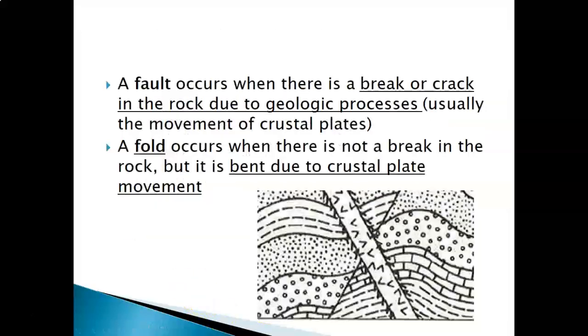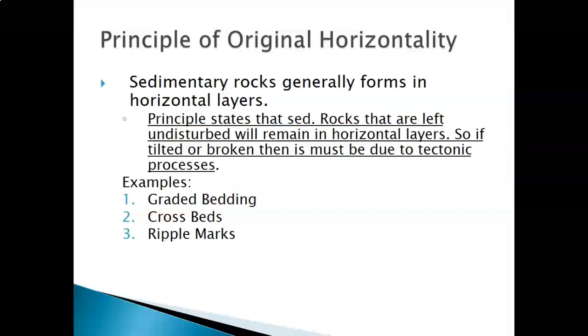And so we're going to talk today just about our principle of original horizontality, or how we can look at what this all means. So sedimentary rocks normally form horizontally, layer by layer by layer. And so we talked about this when we looked at our sedimentary rocks, that you can have different types of erosional processes that then get compacted and cemented all in those sedimentary rocks. And this is called the principle of original horizontality: sedimentary rocks, if undisturbed, will remain horizontal, so they'll stay in those layers. So if it's tilted or broken, then that is due to some type of tectonic plate process.